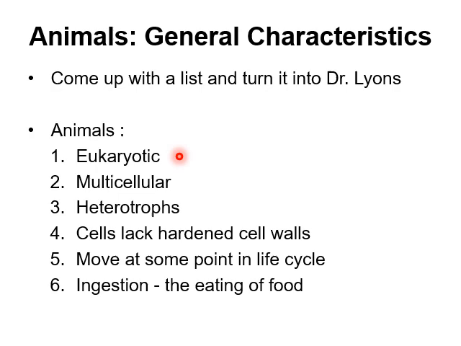All animals are multicellular, right? So we're all made of more than one cell, as opposed to things like prokaryotes or certain types of protists. We're all heterotrophic, meaning that we have to eat other things. So we can't photosynthesize, we can't chemosynthesize. We need to actually ingest food that has stored energy in it. Our cells don't have cell walls, right? This is what distinguishes us from plants, for instance.